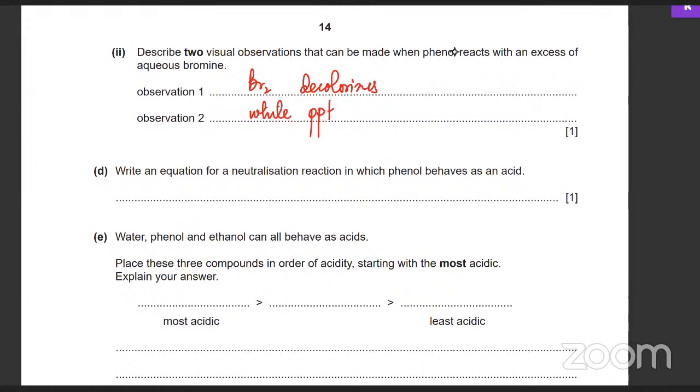Write an equation for the neutralization of phenol when it behaves as an acid. So phenol is C6H5OH. Remember, phenols are weakly acidic, so they react with bases. The H will combine with the OH and they'll form water. And you'll have a salt, which is sodium phenoxide.